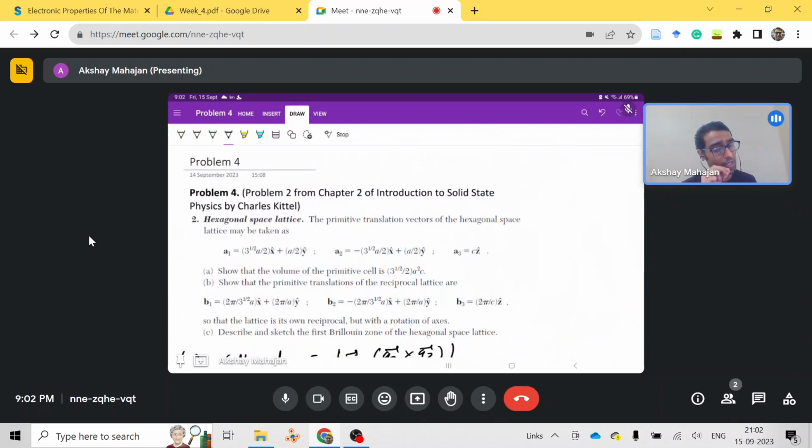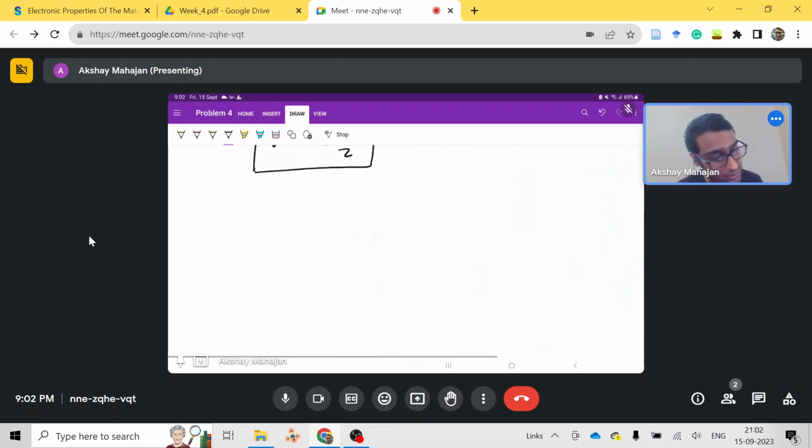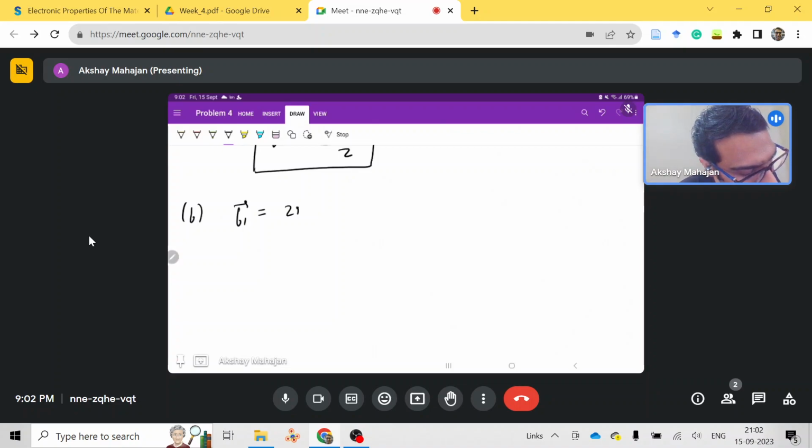Okay, now the B part is show that the primitive translations of the reciprocal lattice are this. Now we have to show that the lattice is its own reciprocal but with a rotation of axis. So now we have to show that these b1, b2, b3 vectors are given by this. So we just need to calculate these b1, b2, b3 vectors. For part B, because of the lack of time, I will just calculate b1 vector, and similarly you can calculate the b2 and b3 vectors as well.